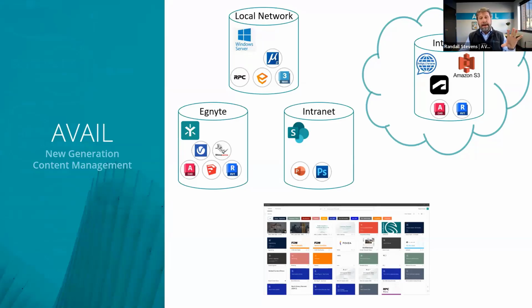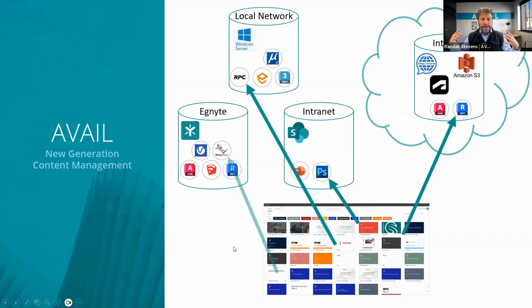And AVAIL, I'll call it the first phase, was that we began to give a common interface through AVAIL to all this information. So you didn't really have to know where that stuff was. You could use AVAIL's interface to search for that. So that's been kind of the core premise of what we've been doing.